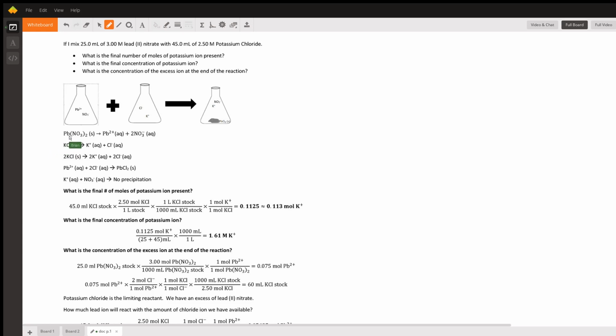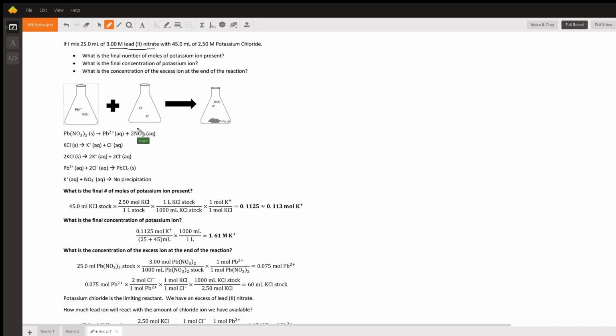So lead nitrate is soluble in water. We prepare this solution, lead 2 nitrate, right here, by dissolving it in water. So it dissociates into lead 2+ cations and 2 nitrate anions. Similarly, potassium chloride is soluble in water, so this is the reaction, and it dissociates into potassium ions and chloride ions.